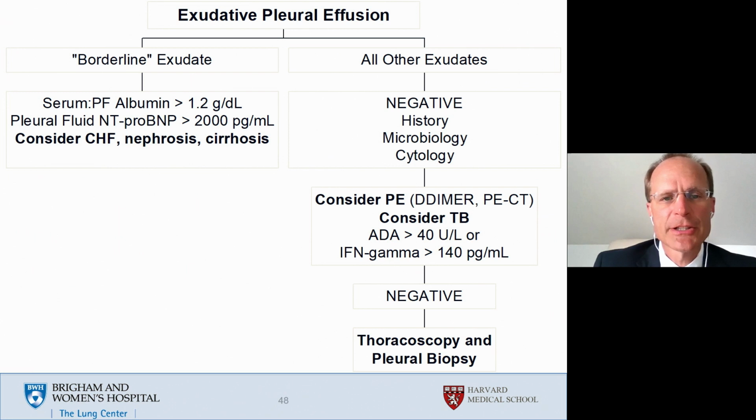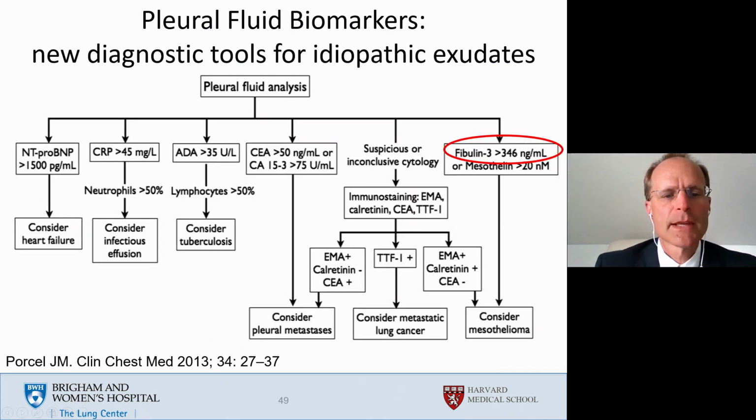An algorithm for approaching a patient like this is first to be sure that the patient does not meet criteria for heart failure. If they don't, then a careful history, microbiology, and cytology should be performed. TB should be considered with an ADA and interferon gamma level, and if negative, consider thoracoscopy and pleural biopsy. We have many molecular and antibody tools at our disposal now to identify specific tumor markers, allowing us to identify pleural metastases and primary lung cancers, as shown in this slide.